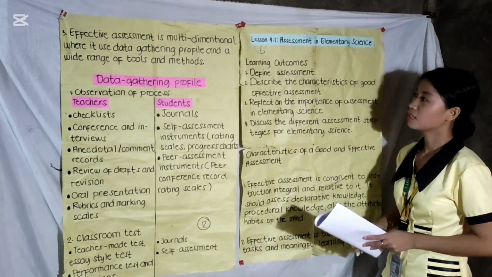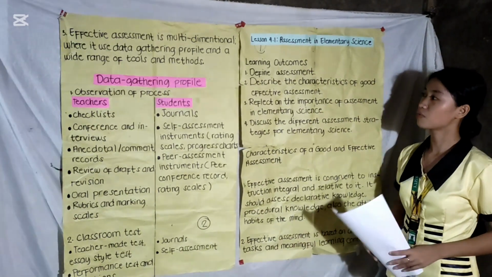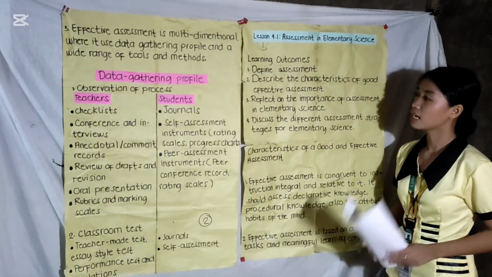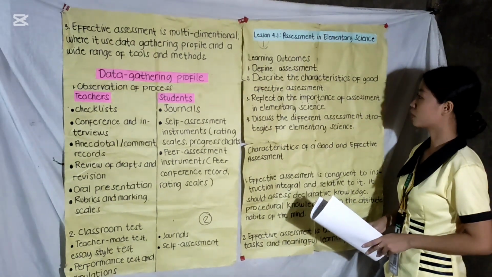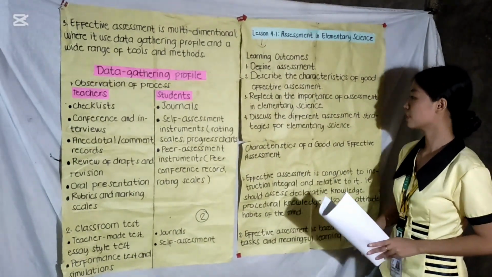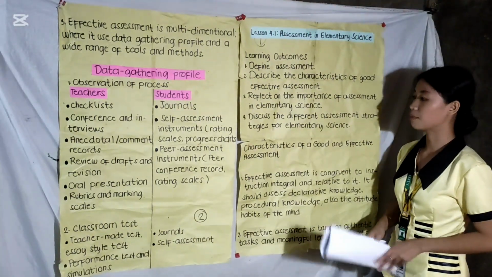Learning outcomes. Number 1, define assessment. Number 2, describe the characteristics of good, effective assessment. Number 3, reflect on the importance of assessment in elementary science. Number 4, discuss the different assessment strategies for elementary science.